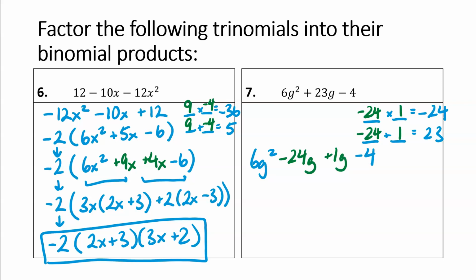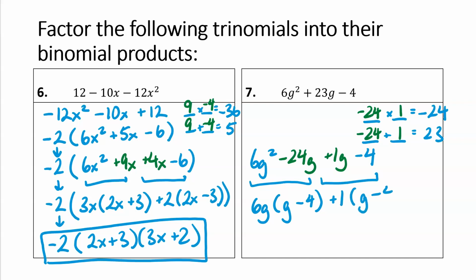At this point, pair up your binomials and find a greatest common factor for each. For the 6g squared minus 24g, we can factor out a 6g. And then in brackets, you'll have a g minus 4. For the second binomial, you can just factor out a positive 1. And again, in brackets, you'll have a g minus 4.